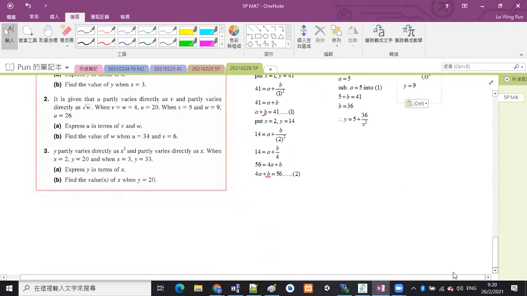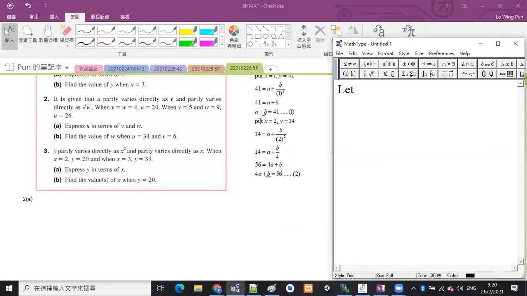Are you correct? And then number 2a, it's given that u partly varies directly as v and partly varies directly as square root of w. So we will let u be two parts. The first part is directly as v, so a times v, and then plus the second part varies directly as square root w. It is also directly. So we are going to use b times the square root of w.